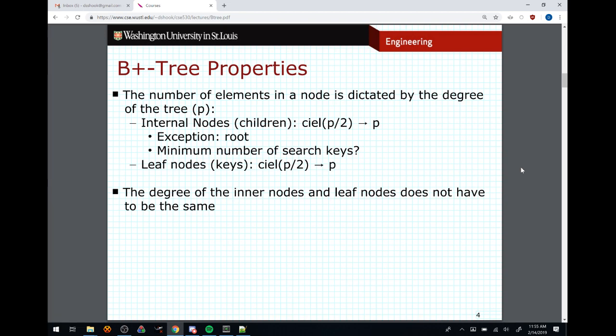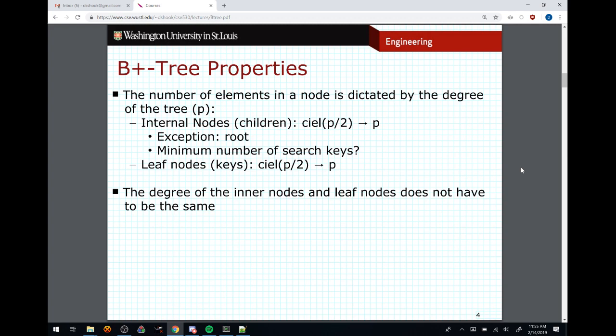It should also be noted that the degree of the inner nodes and the children does not have to be the same. Think about what that means. We will use a different degree for the internal nodes and for the leaf nodes. And there's a good reason for that.